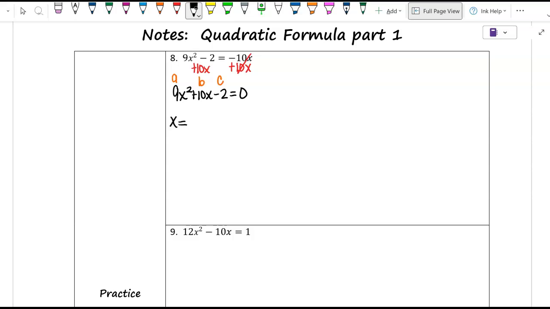So I have x equals negative 10 plus or minus the square root of 10 squared minus 4 times 9 times negative 2, all divided by 2 times 9. I will pause for a moment while you work out that value under the radical sign. All right, so we have x equals negative 10 plus or minus the square root of, what do we get for that value under the radical sign?